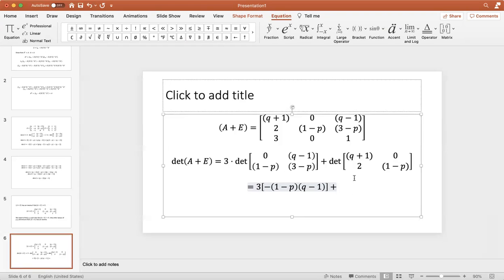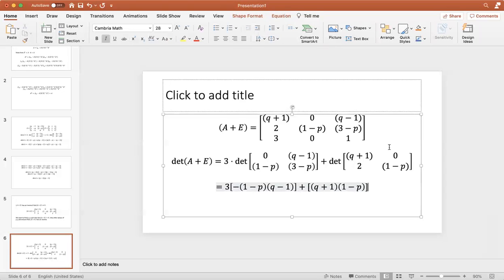And then finally, we'll have the determinant of this second submatrix. So it's going to be the diagonal, q plus 1 times 1 minus p, times the off diagonal, which is 0. So we'll leave it as it is. Okay. Now, okay, so I can factor some terms, no? Okay, so I can factor 1 minus p and set this determinant equal to 0.